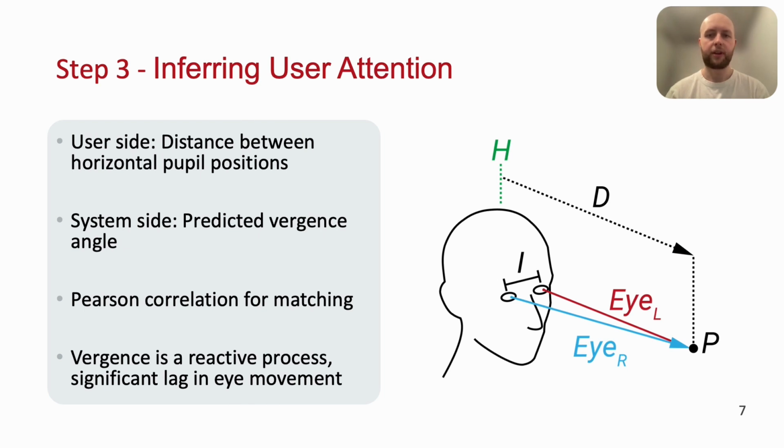So to detect user attention, vergence matching correlates the movement of each candidate object with the user's eye vergence movement using the Pearson correlation coefficient. And we use pupil positions for gaze input, which does not require calibration, and the target's calculated vergence angle as target input. And since vergence is a reactive movement and has inherent lag between object and user movements, this must be considered for accurate correlation.